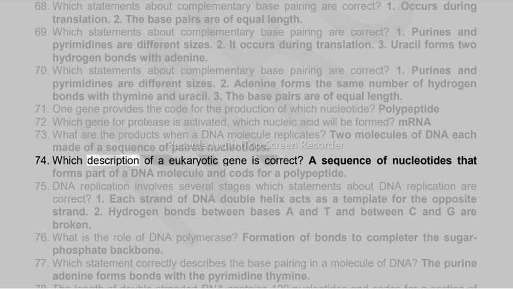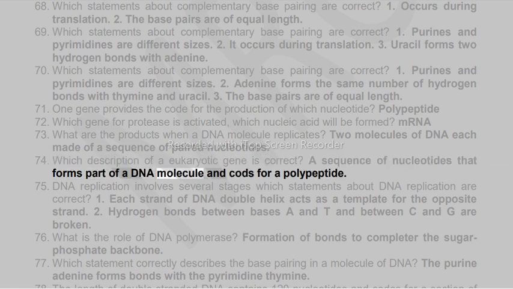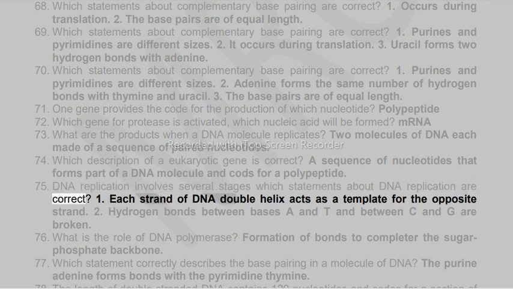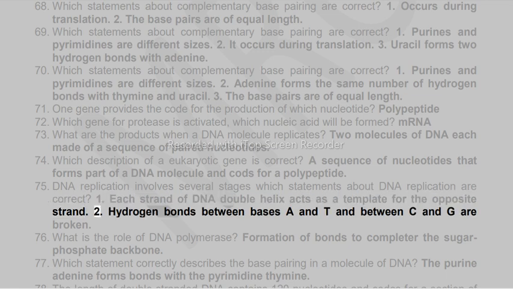74. Which description of a eukaryotic gene is correct? A sequence of nucleotides that forms part of a DNA molecule and codes for a polypeptide. 75. DNA replication involves several stages. Which statements about DNA replication are correct? 1. Each strand of the DNA double helix acts as a template for the opposite strand. 2. Hydrogen bonds between bases A and T and between C and G are broken.